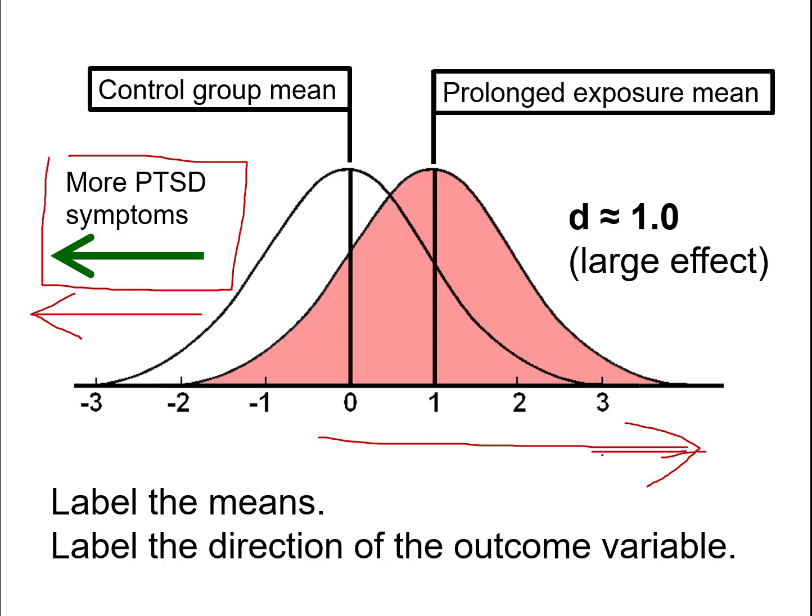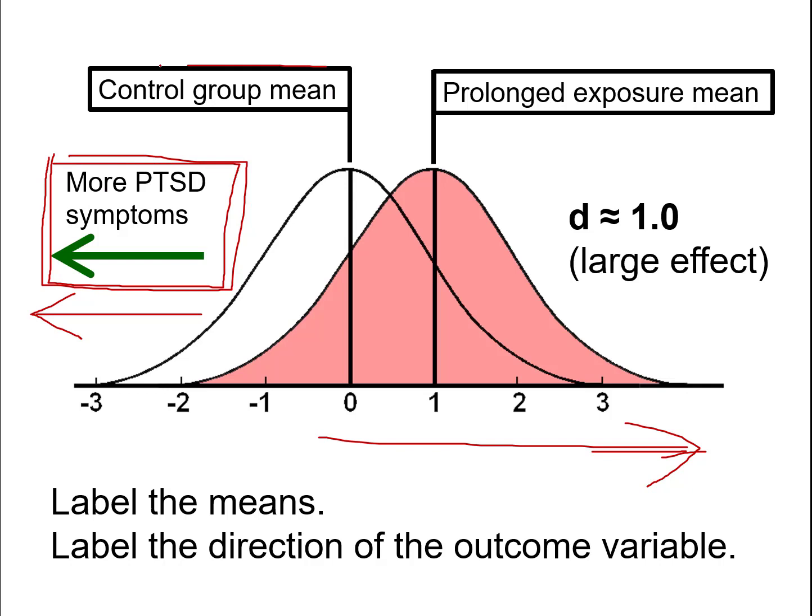And actually, just to keep things consistent, I'm going to draw all my pictures of d-statistics this way, where going to the left is going to be more of the negative outcomes, and going to the right is going to be more of the positive outcomes. So I put a label here just to clarify that my scale at the bottom is intended to show that going towards the left is having higher PTSD symptoms.